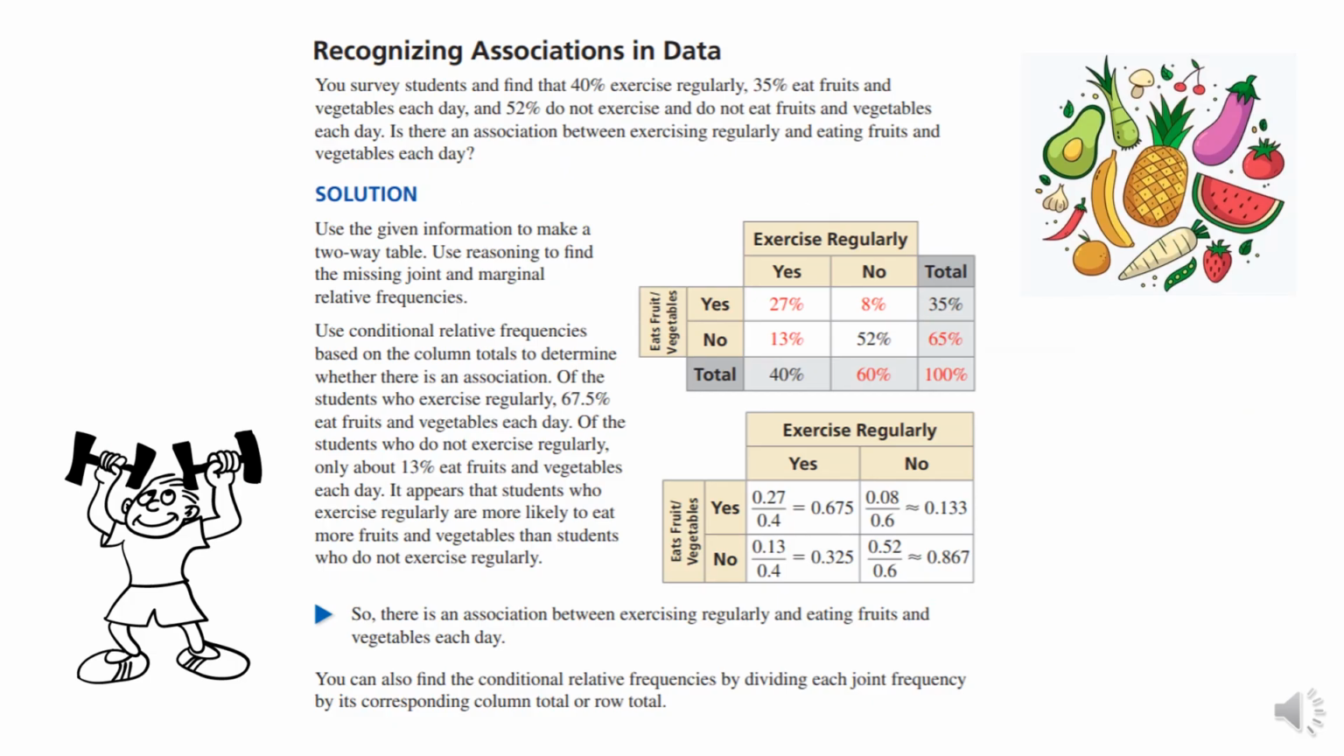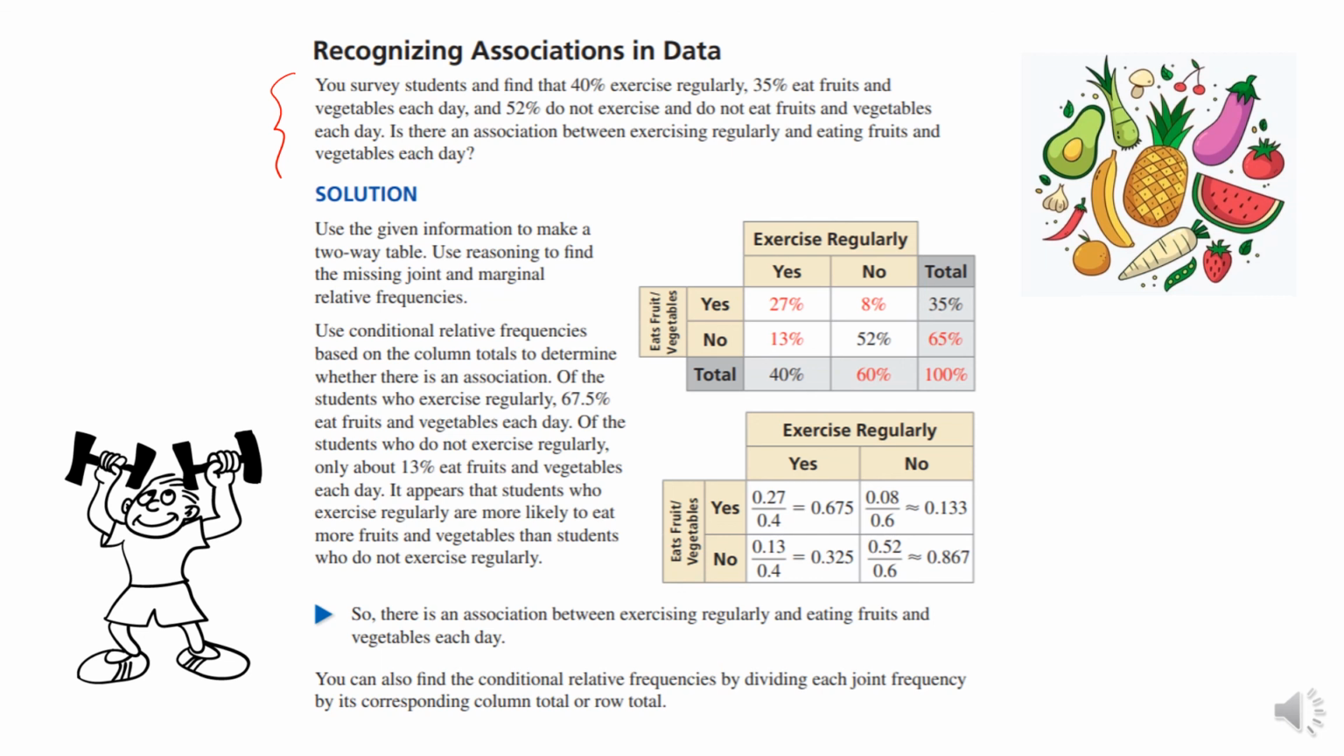Okay, so this last part is about recognizing associations and deciding, is there really a correlation? So it says, you survey students and find that 40% exercise regularly, 35% eat fruits and vegetables, and 52% do not exercise and do not eat fruits and vegetables. Is there an association between exercising regularly and eating fruits and vegetables each day? So what they did was they found all the relative frequencies, including the marginal frequencies, and they wanted to decide if there was a correlation.